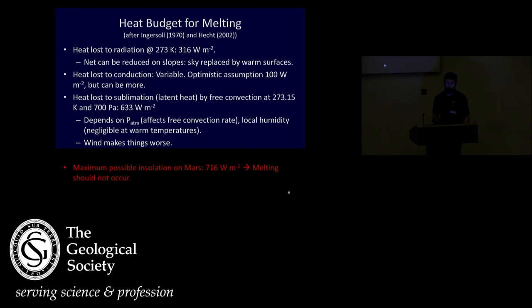Now, the maximum possible insolation on Mars for a surface that's normal to the sun at perihelion is just over 700 watts per square meter, and so you lose more heat to these combined effects than you can possibly input, and what this means is you never actually get to the melting temperature. Brines can affect this, but we'd expect atmospherically deposited frost to be relatively clean, low salt content.